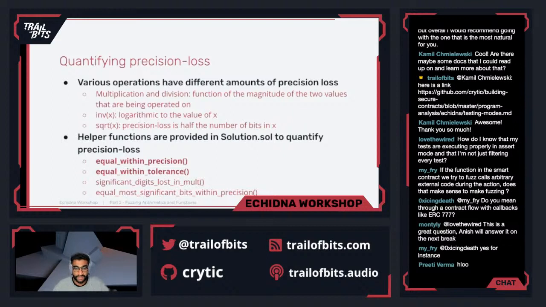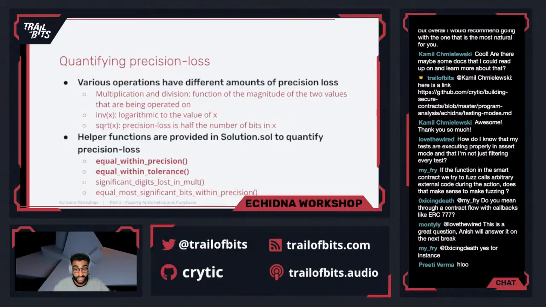I'm not going to explain the math behind it or the proofs that go behind finding all this stuff. But again, I have resources on the next slide that will provide a lot of insight as to where this comes from. And if you're curious about it, you can use this information to actually quantify precision loss in the ABDKMath library or any other math library in question.